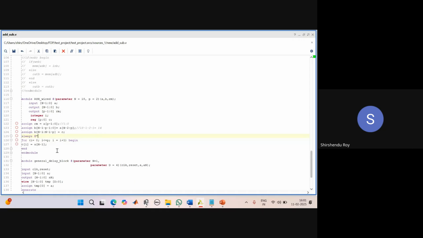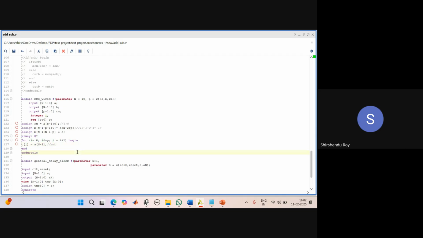Here C we have to find out from here. We have used one always loop, and with this always loop, what we are doing is that A n minus 1, that is MSB, we are putting in this C. So this for loop will run from 0 to 2. That means initially it will come 0, then 1, then 2. Okay. So we are shifting it here. So initially it will be C0, C1, C2, like that, and all these C values, we are putting the MSB.